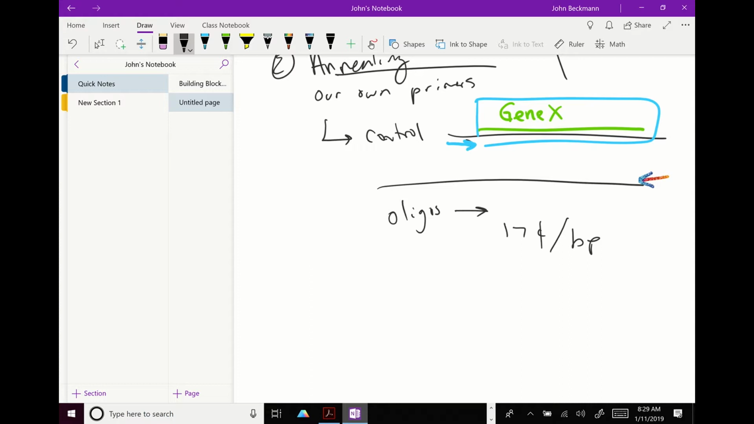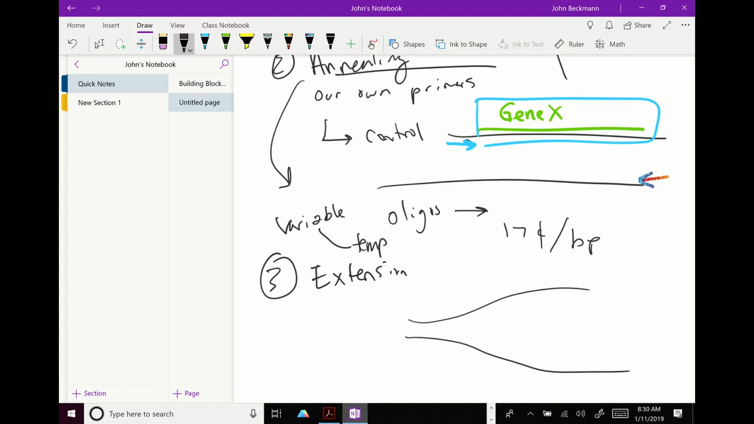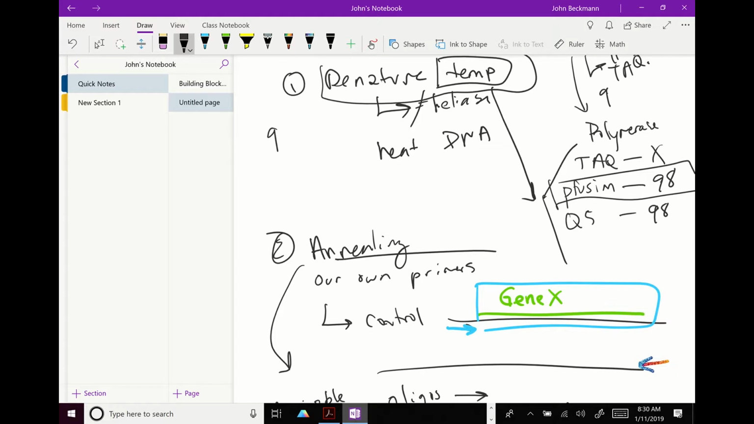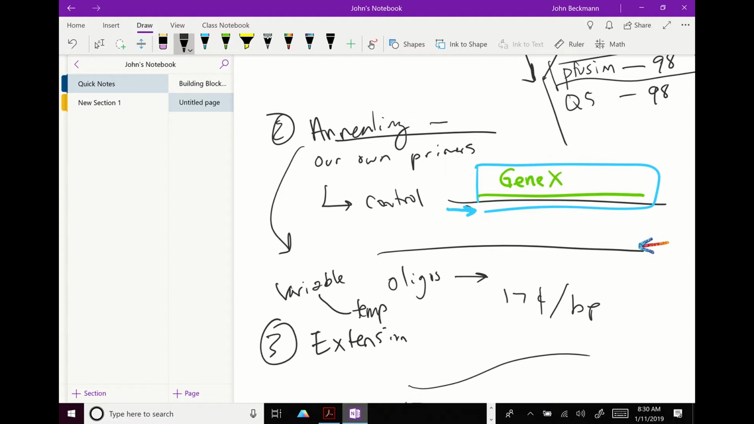Step three, extension. Oh, wait, I missed a variable. The variable of annealing is, again, the temperature. You split apart the DNA with a hot temperature, then you lower the temperature at the annealing. So if denature is at 98, usually annealing temperature gets reduced to around 55 to 65 degrees Celsius. When you design your primers, you get to choose what your annealing temperature is.